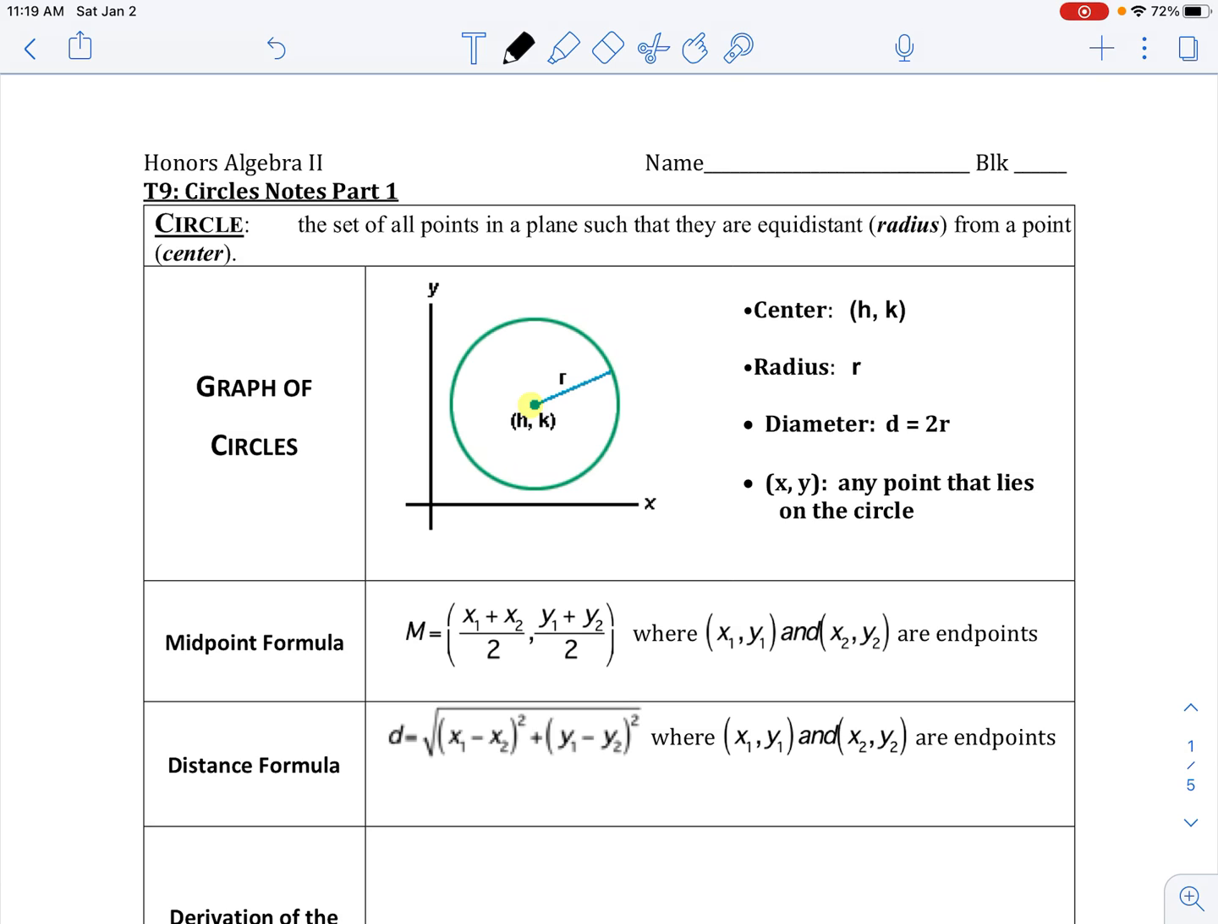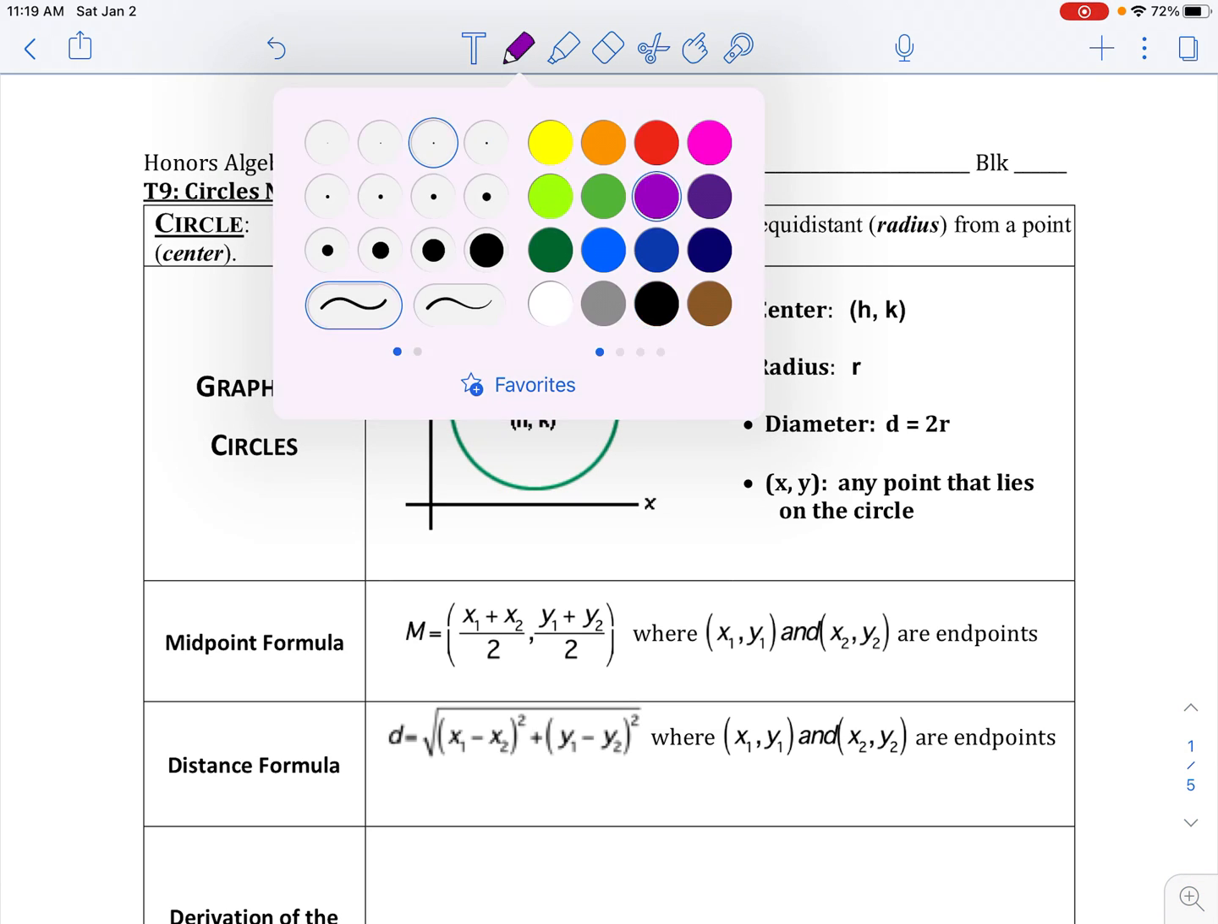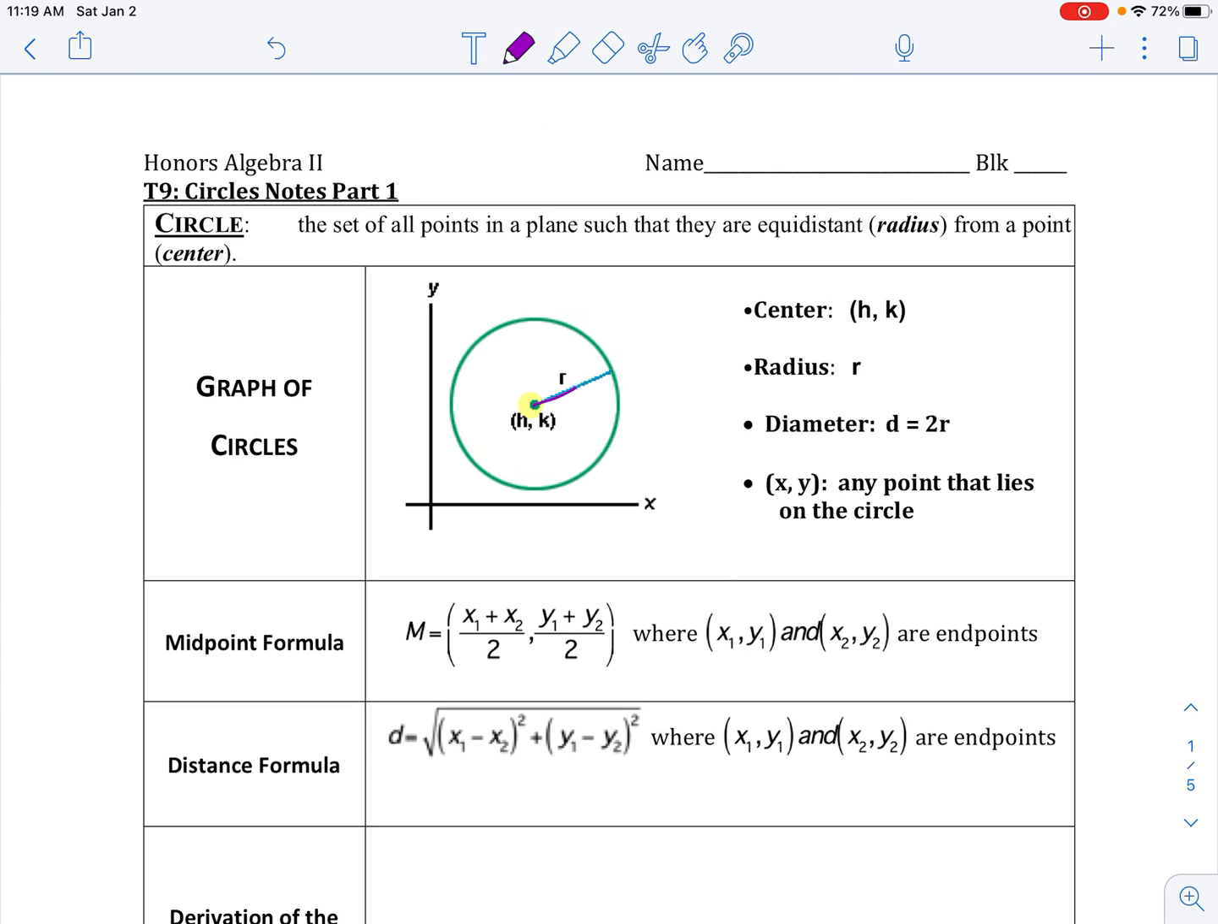The length of the segment from that center point to a fixed point on the circle, x, y, is called the radius of the circle. So the length of that segment is the radius of that circle. How do we determine the length of a segment in a coordinate plane? We use the distance formula, which we have written down there. You have used that in geometry.